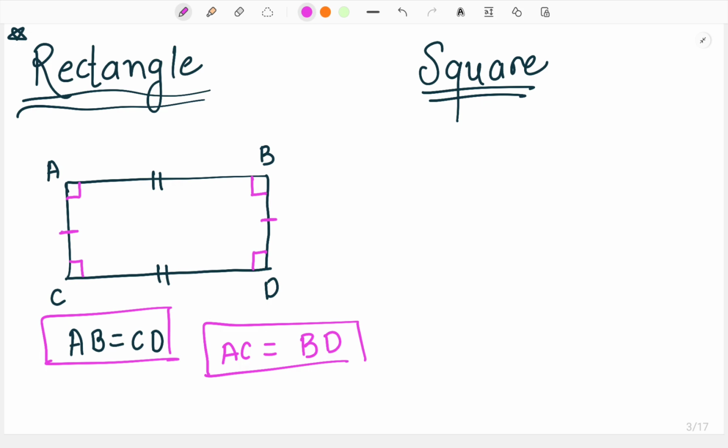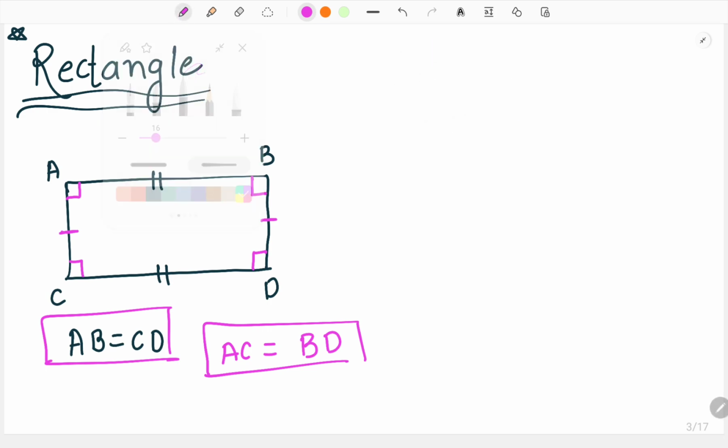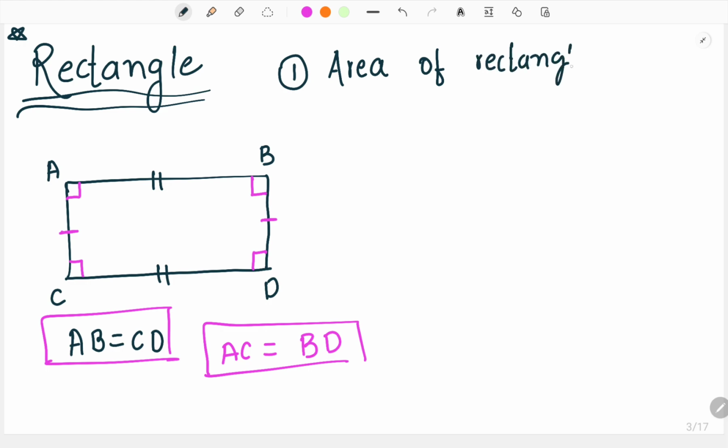Now, three formulas for the rectangle are important. The very first formula is the area of rectangle. A question based upon this can be asked directly in Paper 1. Area of rectangle is equal to length into width, length into breadth, or length into width.